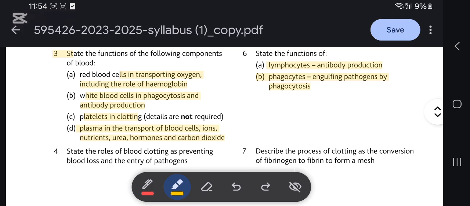So white blood cells protect our body and prevent us from getting diseases, and they do this by two processes: phagocytosis or antibody production. If it's phagocytosis, then phagocytes are involved, and if it's antibody production, the lymphocytes are involved. What phagocytes do is they just eat the pathogen, like engulf it, and that is called phagocytosis.